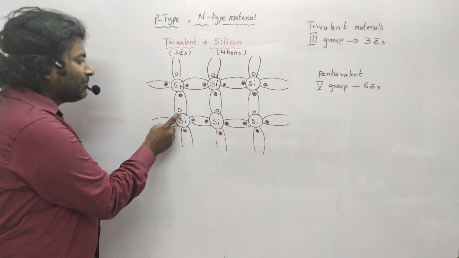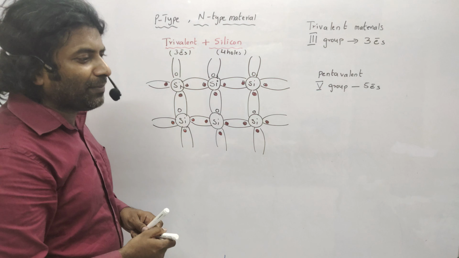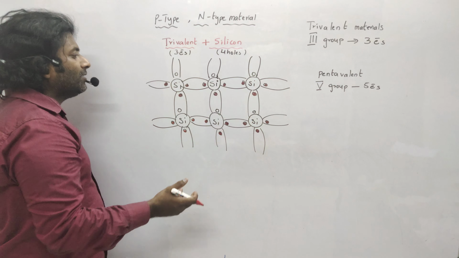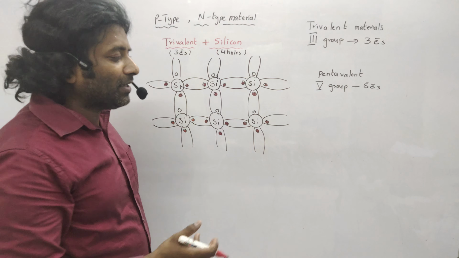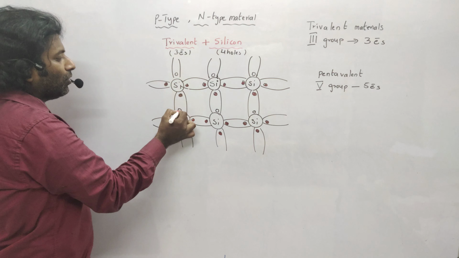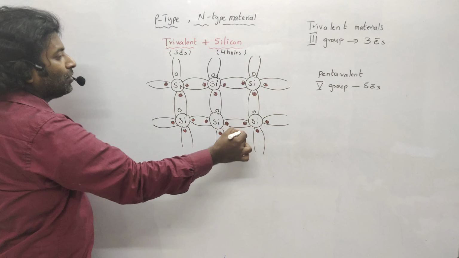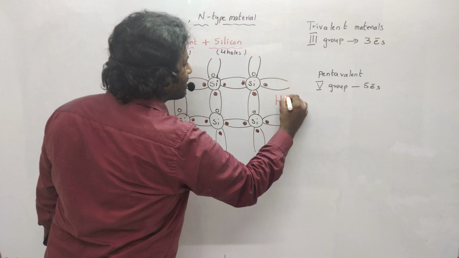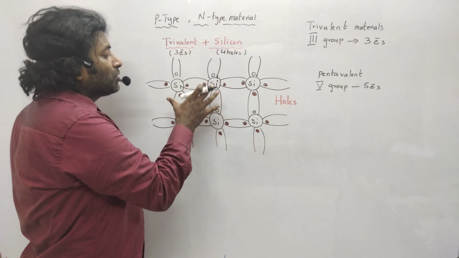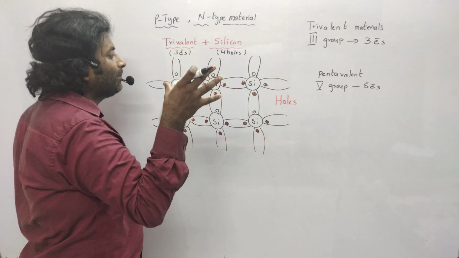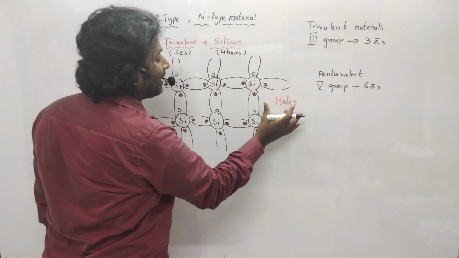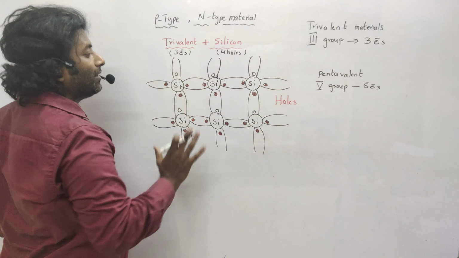So what is remaining at every atom? Hole is remaining. So these electrons are bonded. They cannot be used for electrical property, for providing electricity. So these are bonded, and holes are available. More holes are available, which means the combination of trivalent material and the silicon semiconductor gives rise to development of holes. More holes are present in this material now.